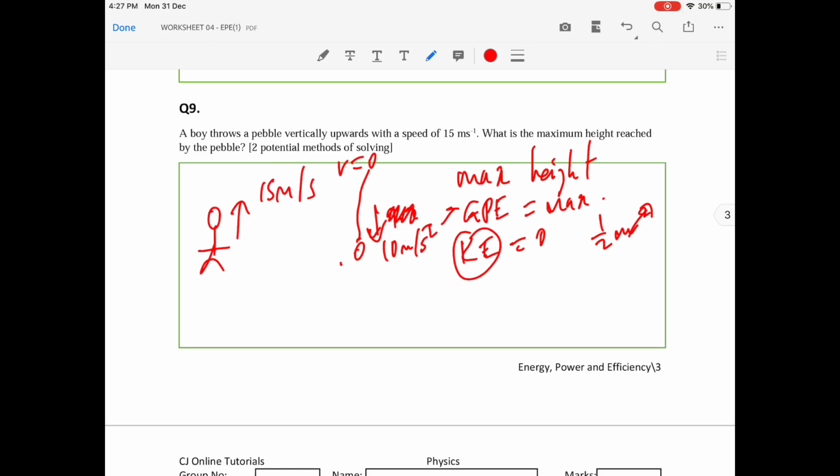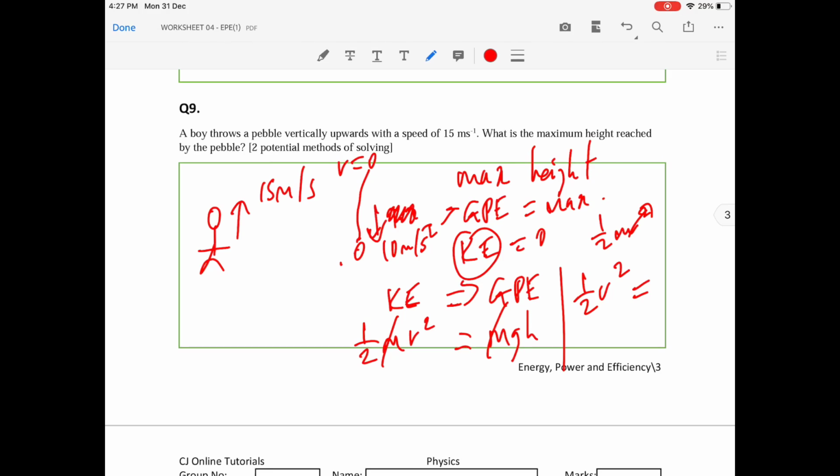So what happens is that all the kinetic energy has been converted to potential energy. So we're going to equate both equations together. The gravitational potential energy, all the kinetic energy has been changed to gravitational potential energy. So half mv squared equals mg times h. The mass is the same, so both sides can be cancelled off. So half v squared equals g times h. Half times 15 squared, divided by 10, equals h. If I were to rearrange for h, what will I get? I will get half times 15 squared over 10. You get 11.25 meters.